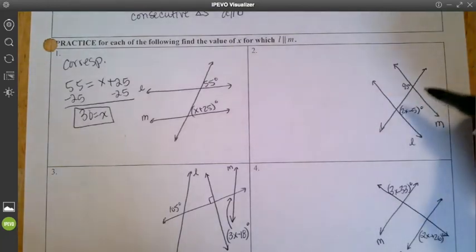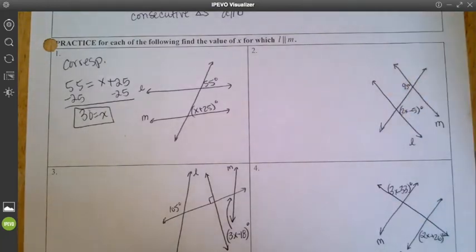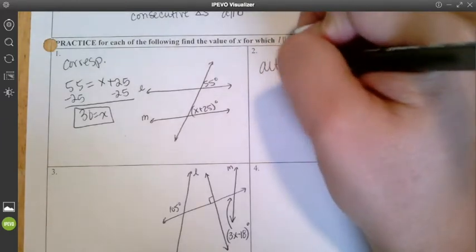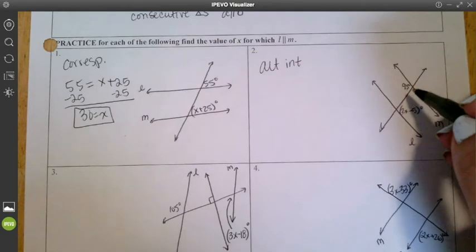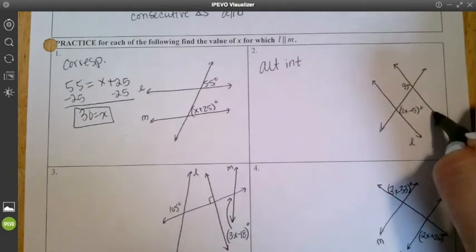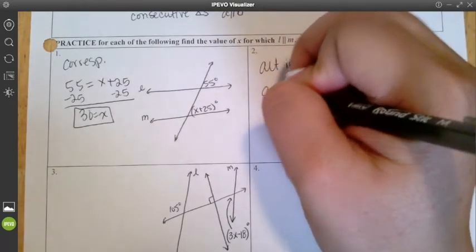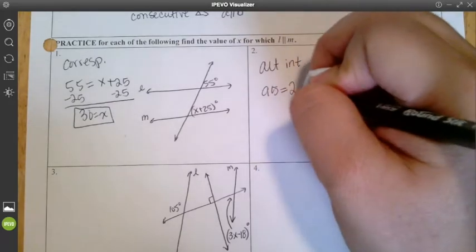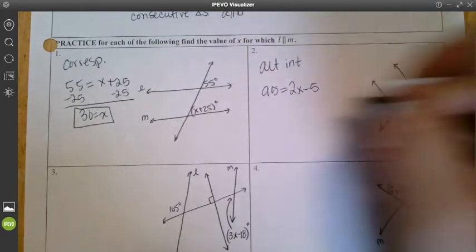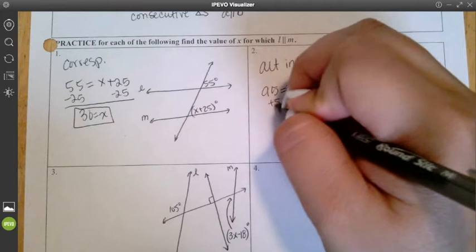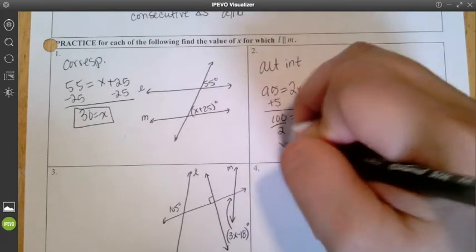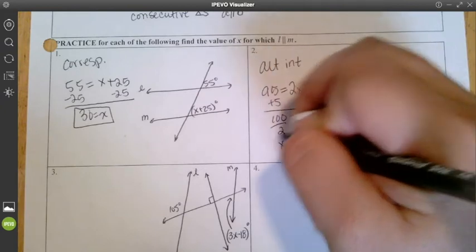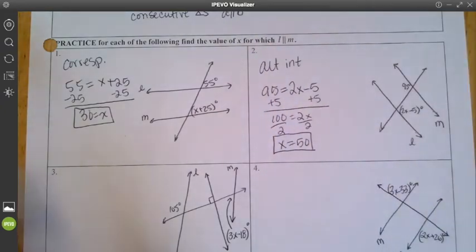On number 2, these are alternate interior angles. Alternate interior angles should be congruent. So if L is parallel to M, then 95 must equal 2x minus 5. Plus 5, 100 equals 2x. Divide by 2, x equals 50.